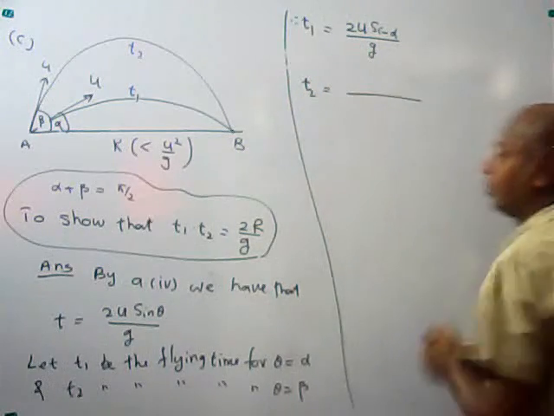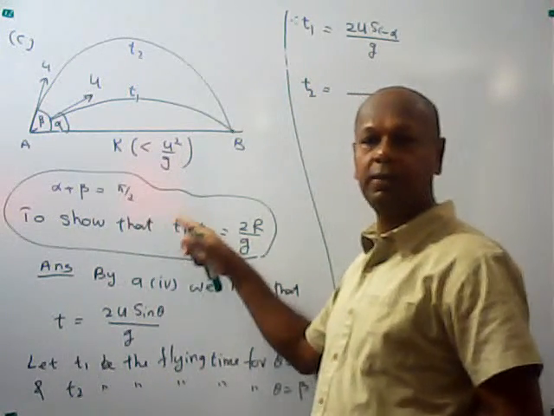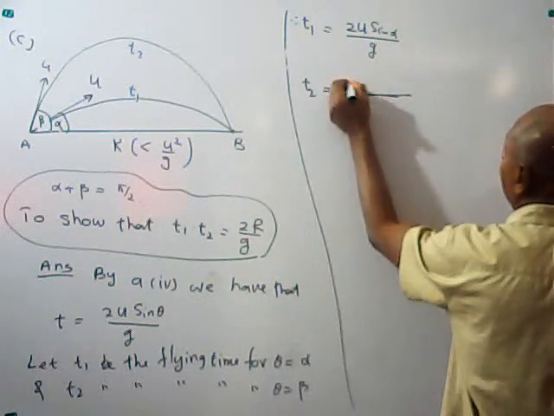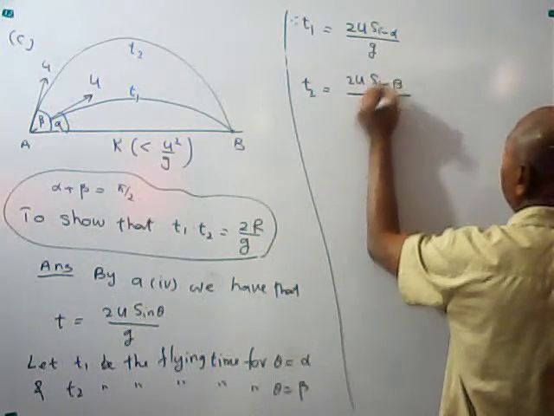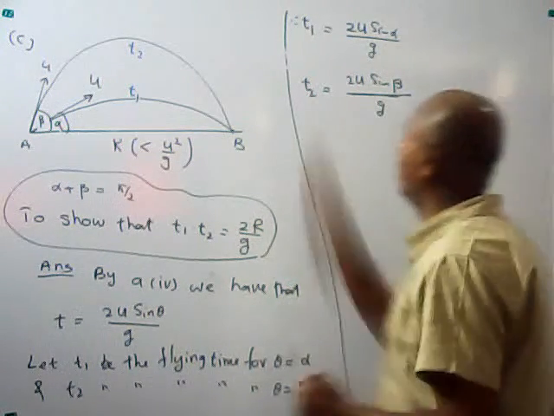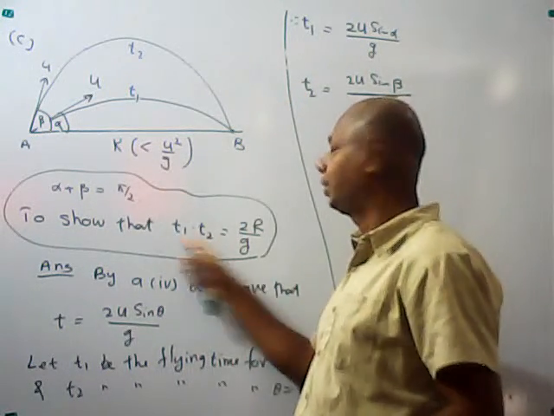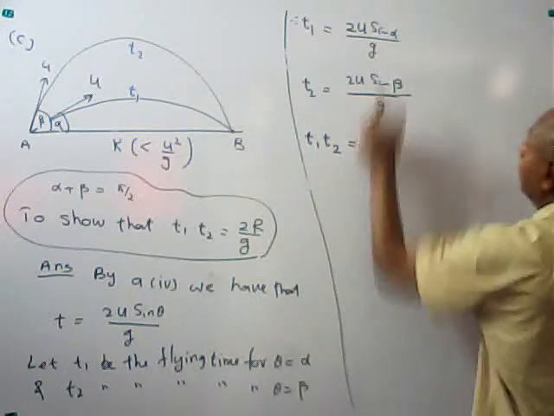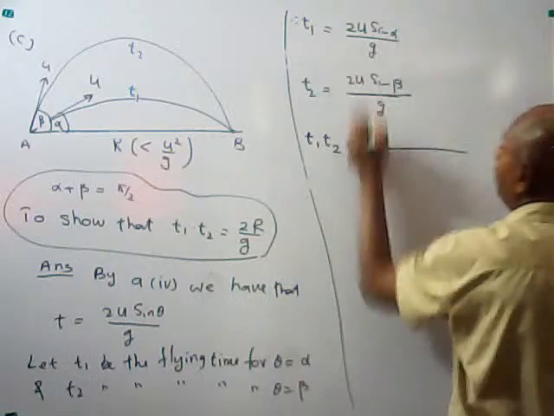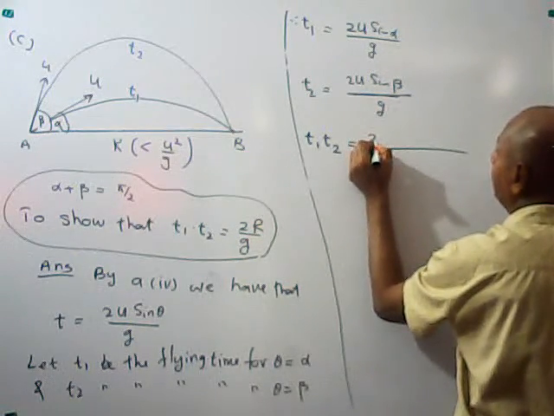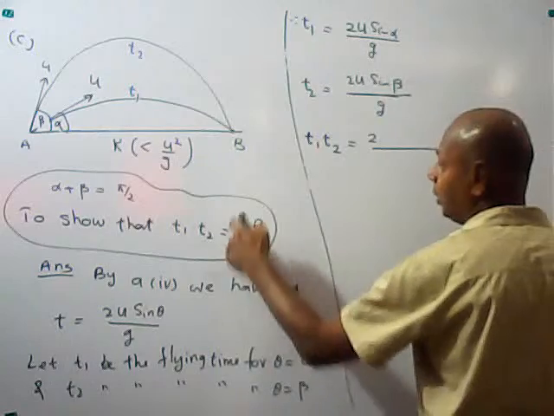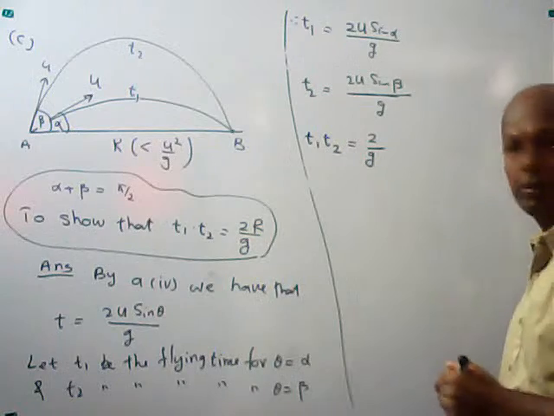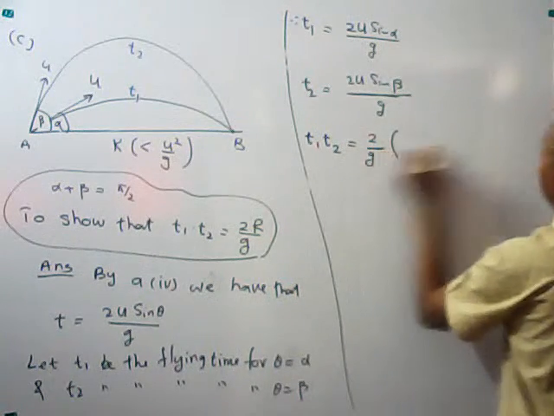The question is about the T1 T2 product. So we will find T1 and T2, then multiply and see what happens. T2 is equal to 2U sine beta over G, right? We have T1 and T2, so let's multiply them. Because in the answer we have 2R over G, I'll take 2 over G out, and then the rest of the terms I'll write separately.